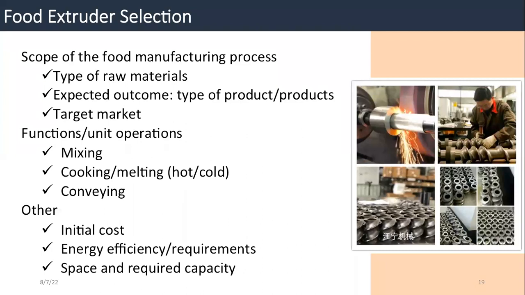So if we are going to develop different products using similar ingredients, then it is important to get different die shapes, and an extruder which has the ability to change its screw. So these factors are very important.